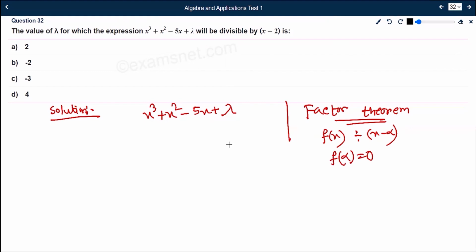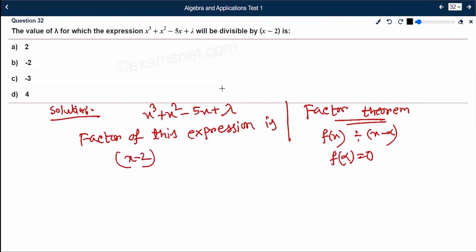Okay, so since the factor of this expression is x minus 2, it's already mentioned that. So we can compare x minus 2 with x minus alpha. We will see that alpha equals 2 here. Means if we name it as, say, f of x, so if we put f of 2, we will get the value 0. So let's check it.